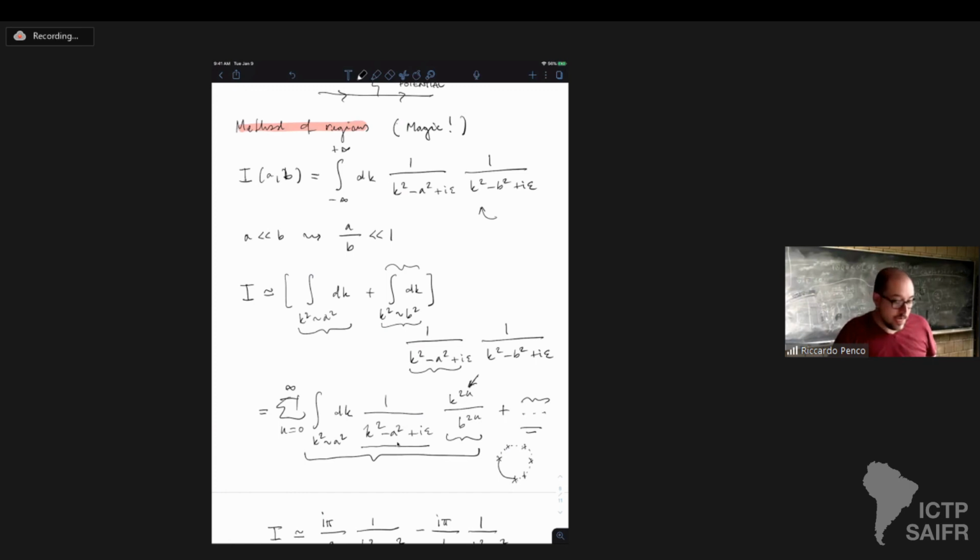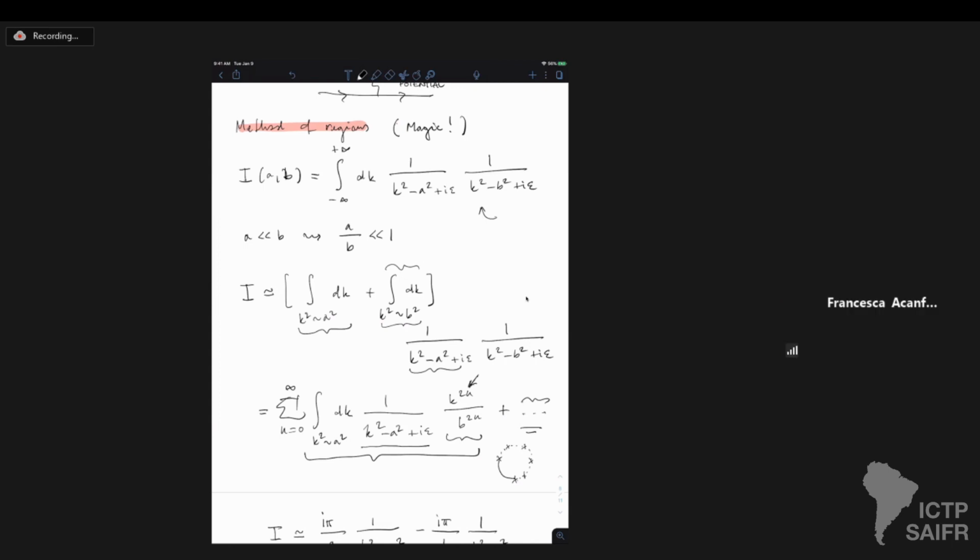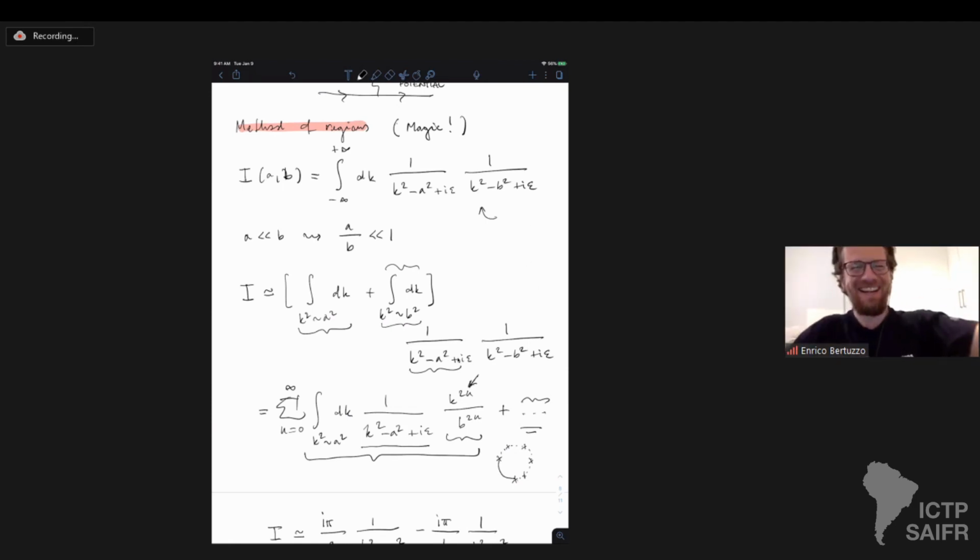So that's why we can get by with such a poor looking approximation and get something at the end that is correct. I hope, I don't know if that answers your question. Yes. Probably my mind is blown too now.